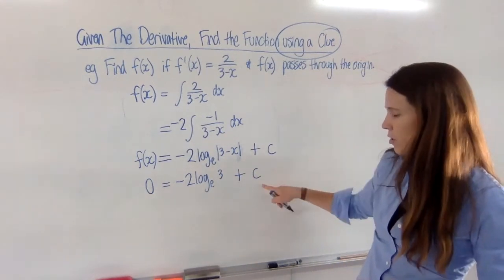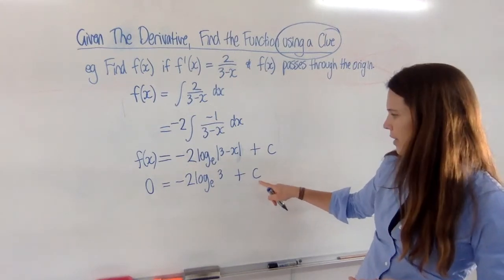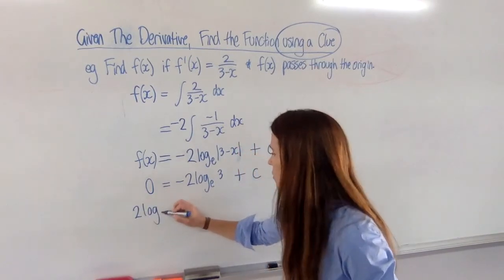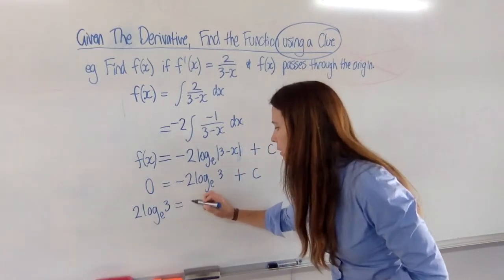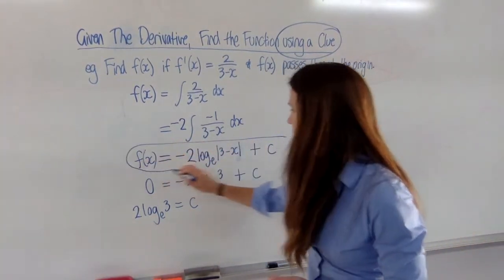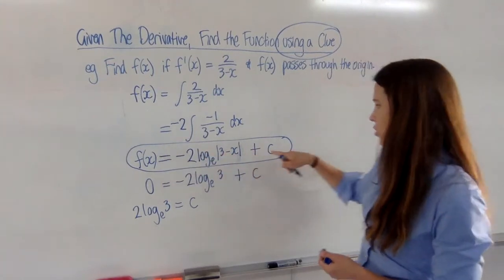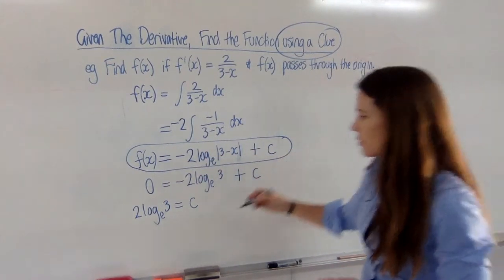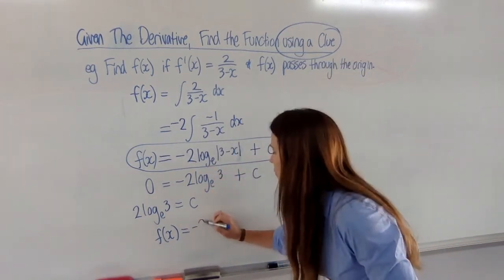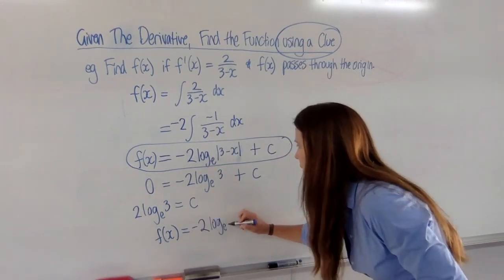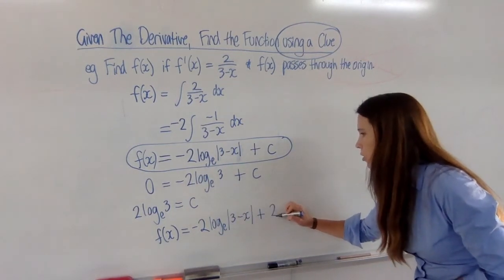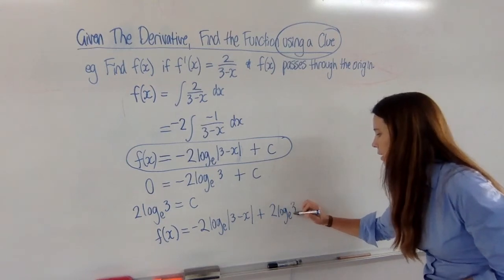Okay, so now we have to solve for c. So let's leave the c on the right-hand side and add 2 lots of natural log of 3 on the other side. Now we've found what c is. So we can go back to this line again now and write down our whole function with the c that we've just found. So f of x is equal to -2 multiplied by the natural log of 3 minus x, plus 2 lots of the natural log of 3.